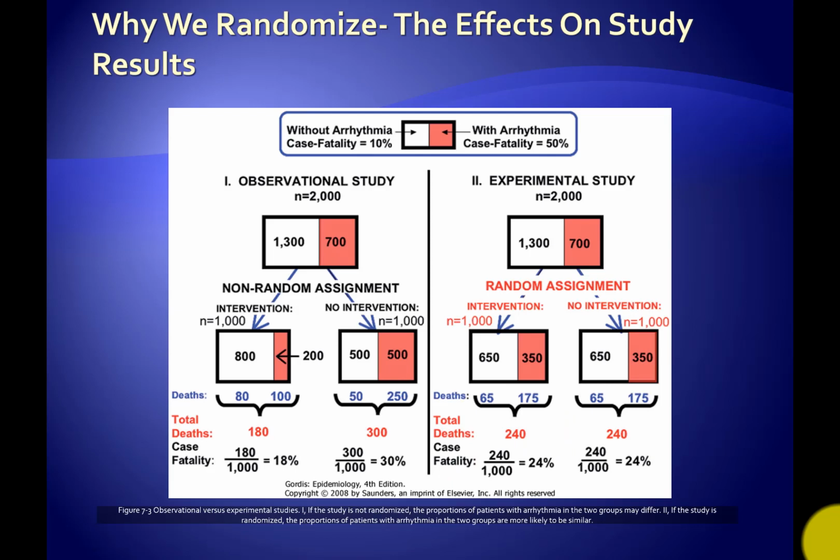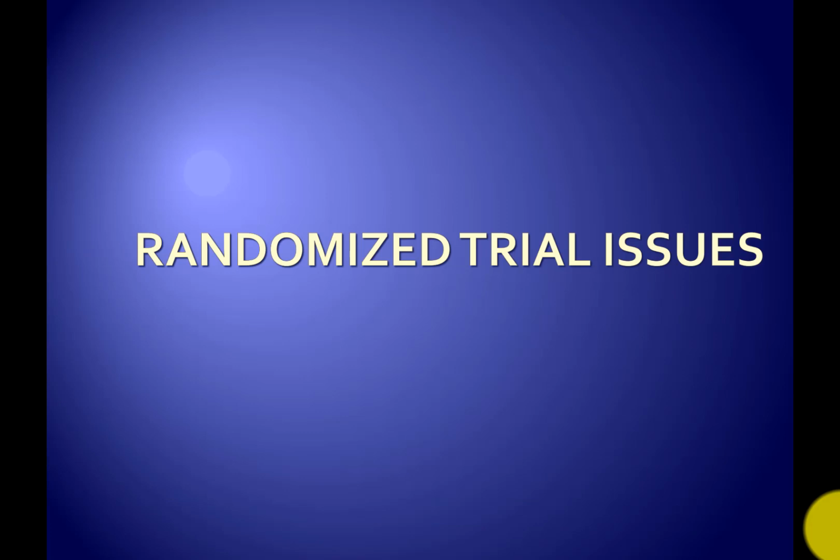Continuing in this hypothetical example of 2,000 subjects with myocardial infarctions, if we look at the case fatality percent within the non-randomized group, we may conclude that the intervention worked due to the lower number, when in fact we cannot compare the two groups since they're not equal. You can see that the intervention group has mostly people without arrhythmia, thus not at such a high risk as people with arrhythmias. Now let's talk about some very important randomized trial issues.